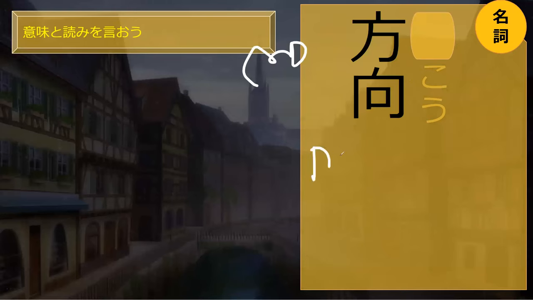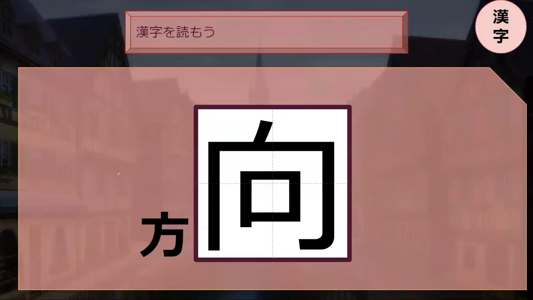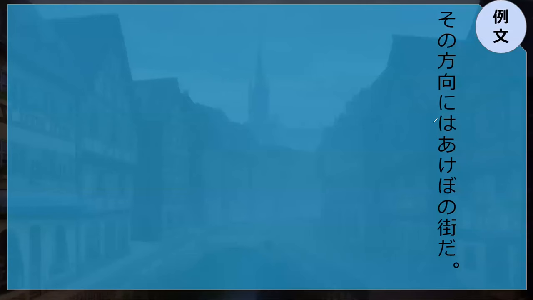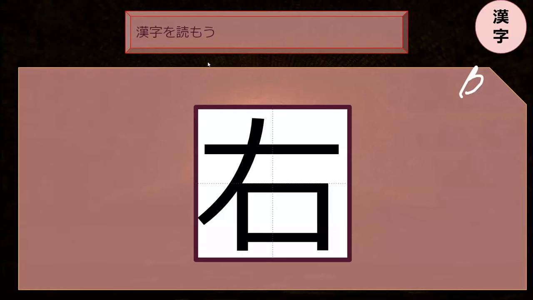Do you know how to read this word? It means direction. Hōkō. Perfect. Starts with ho. What did it end with? Ko. Perfect. Let's go read this example sentence. Sono hōkō ni wa Akebono gai da. The direction, or that direction, is the district of Akebono. Perfect. Or the district. Right.